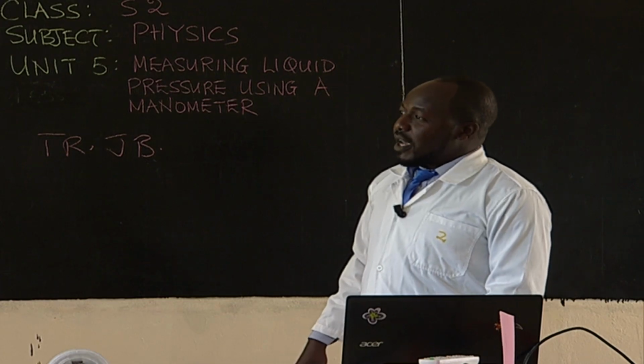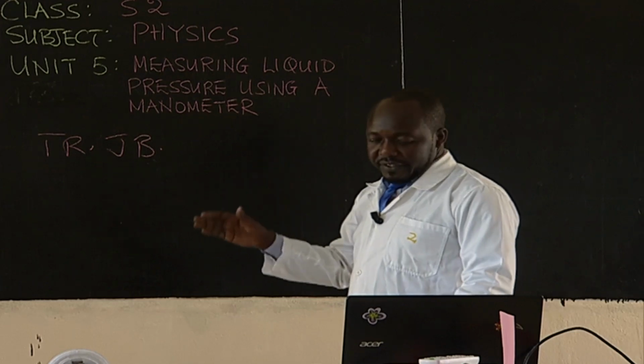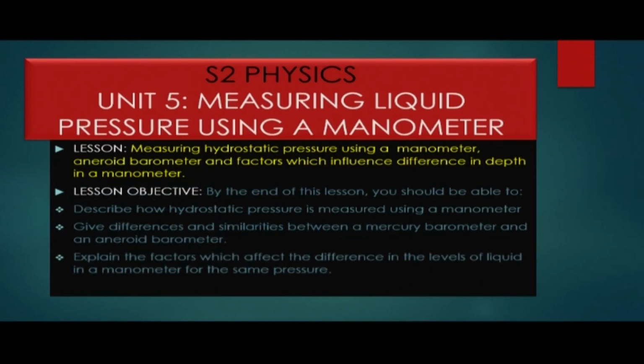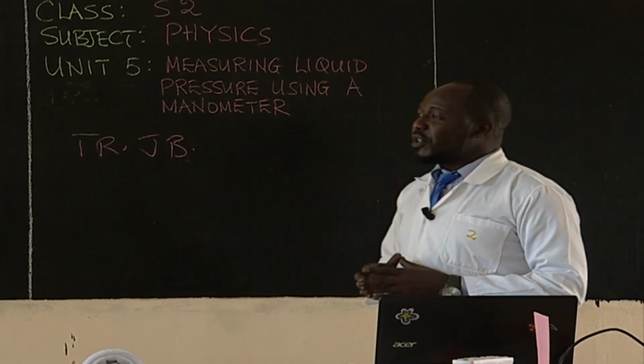We should also be able to give the differences and similarities between a mercury barometer and an aneroid barometer. Today we are lucky enough, we shall have a look at an aneroid barometer. Mercury barometer, remember we have been learning about it very many times, so you know how it looks like. We shall just give the differences between those.